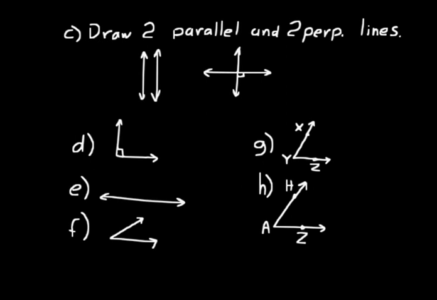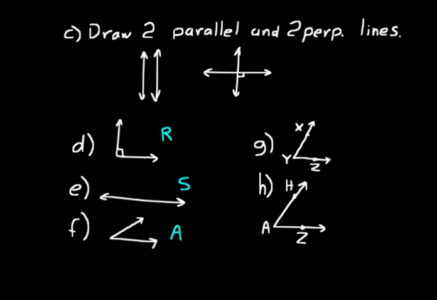Now, in D through H, in D, E, and F, I want you to tell me what kind of angles those are. G and H, I want you just to name those two angles. So in D, that would be a right angle, and we'll just write down R for right angle. E, that would be straight. F, that would be acute. It's less than a right angle, less than a 90-degree angle. Sometimes right angles are also called 90-degree angles.